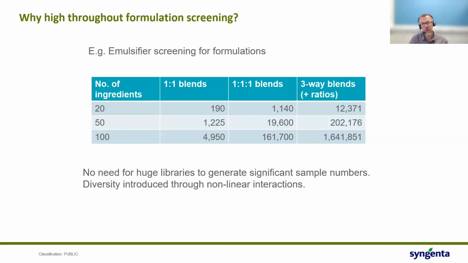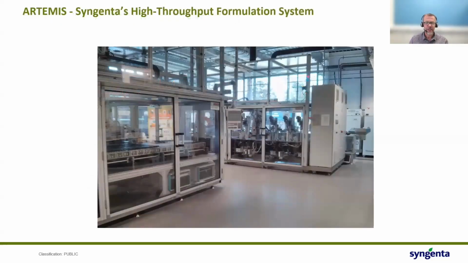You can see if we've got more and more ingredients, we can get to nearly 2 million samples, and we're not going to get anywhere near that in the lab. So about 15 years ago, we invested in what we call Artemis, which is the formulation high throughput system at Jealott's Hill. And there you can see the kind of scale that we were working on. This is something which can make the samples and also characterize the samples automatically.